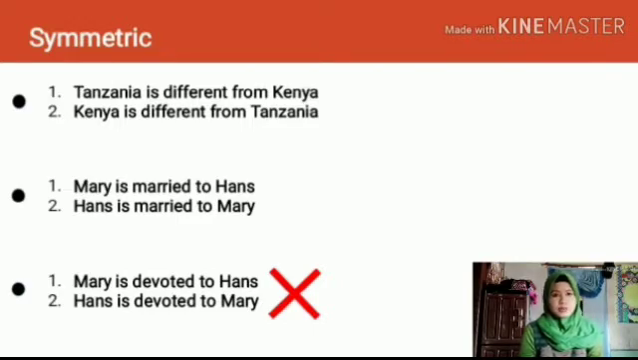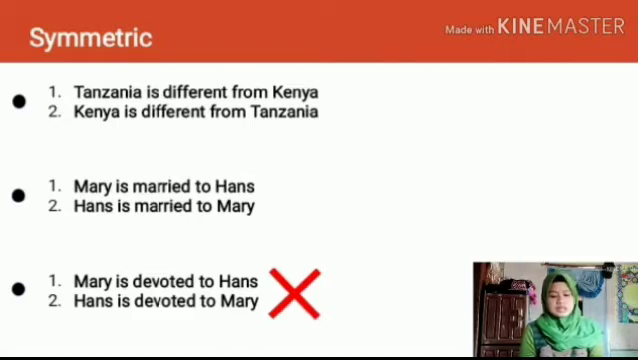Different from is symmetric because if we reverse x and y, where x is Tanzania and y is Kenya, then Kenya is different from Tanzania still has the same meaning. So the sentences have the same meaning because the predicate is symmetric.